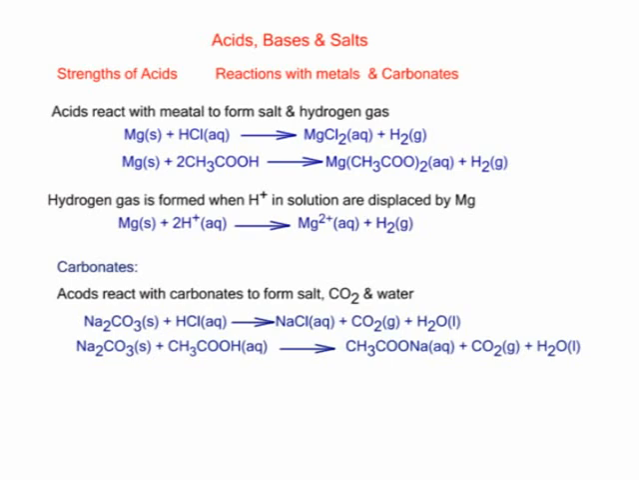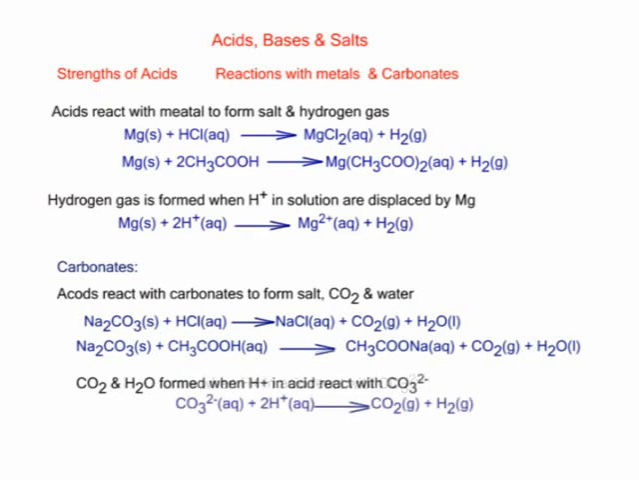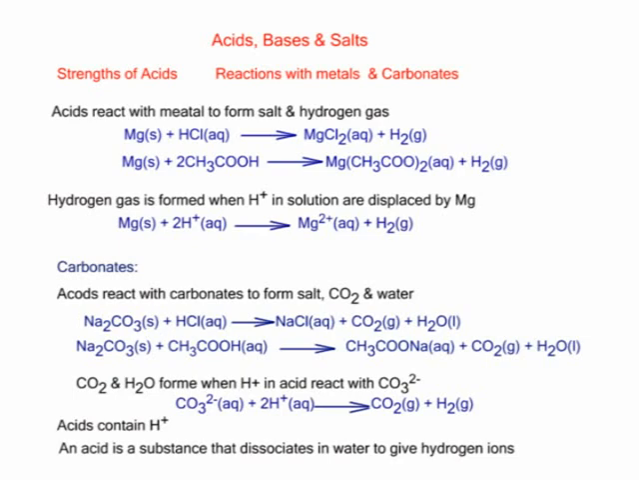On the part of the carbonate, the carbon 4 oxide and water are formed when hydrogen ions present in the aqueous solutions of the acid react with the carbonate ion according to this ionic equation. You see, from these experiments it is clear that aqueous solutions of acids contain hydrogen ions. An acid can therefore be defined as a substance which dissociates in water to give hydrogen ions.